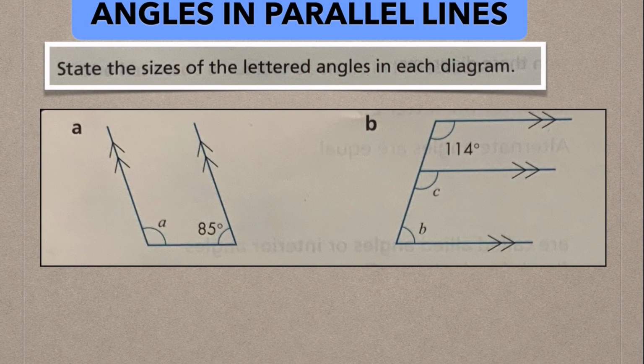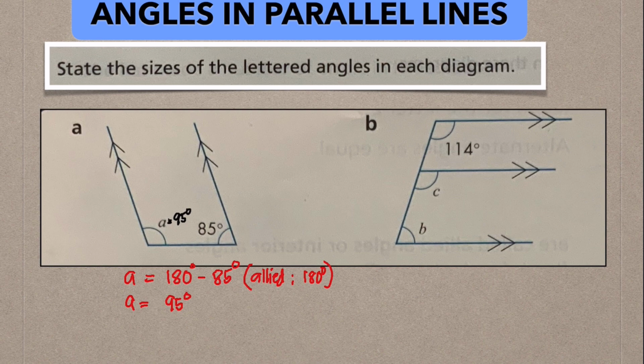Let's have some exercises applying the concepts. To start with, let's have letter A. To find A here, take note that A and 85 are considered allied angles, so the sum is 180. So 180 minus 85 is equal to 95 degrees. That is the value of A: 95 degrees.